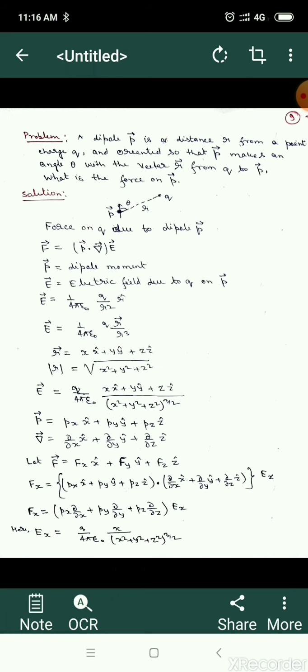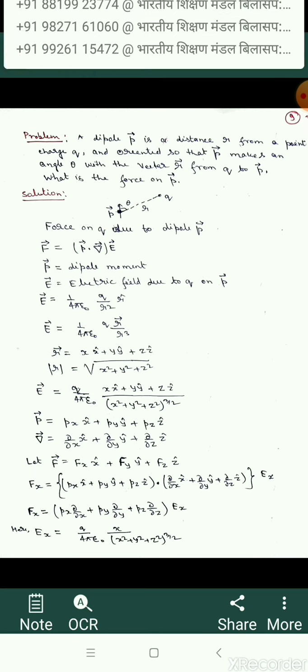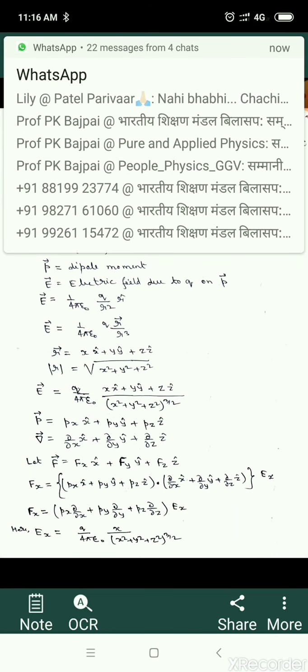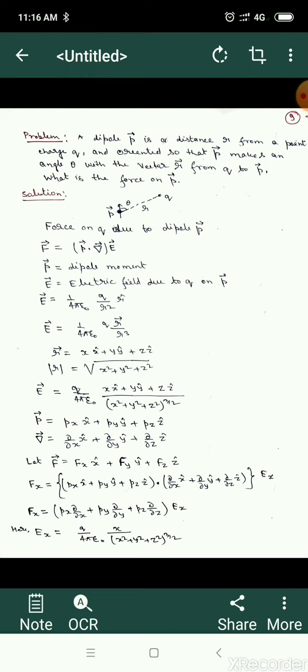Let us try to solve another problem of Griffith. A dipole P is at distance r from the point charge q and oriented so that the P vector makes an angle theta with the r vector from q to P vector. What is the force on P? In this problem there is a dipole making an angle theta to a point charge q. I have tried to show it in the figure. So this P is pointing in the vertical direction to the page and q is situated at r distance.